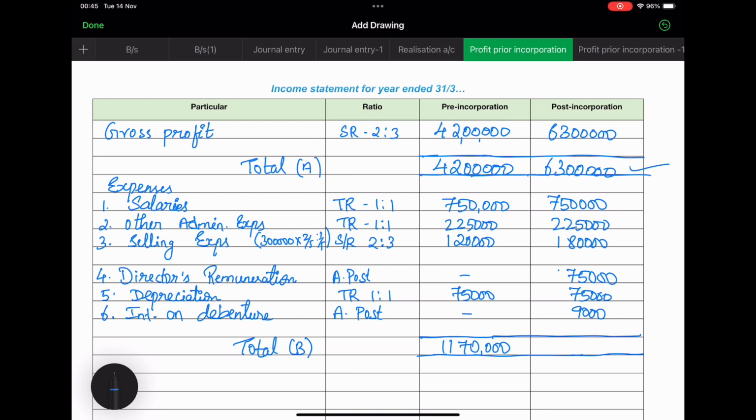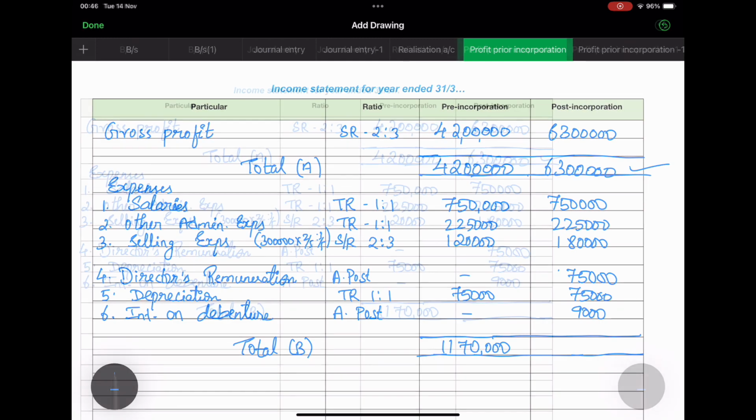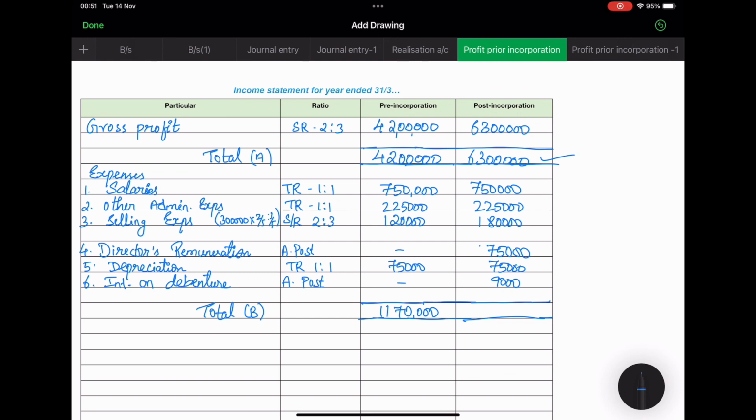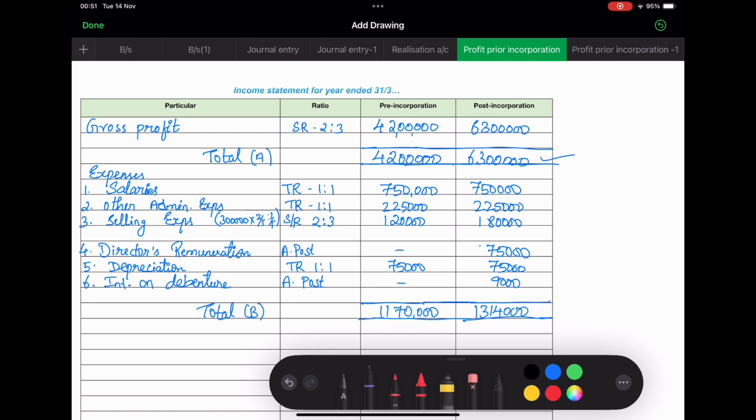Again 7,50,000. I am calculating post-incorporation period expenses. Again 2,25,000 plus 1,80,000 plus 75,000, again 75,000, and plus 9,000. So the total of post-incorporation will be 13,14,000.